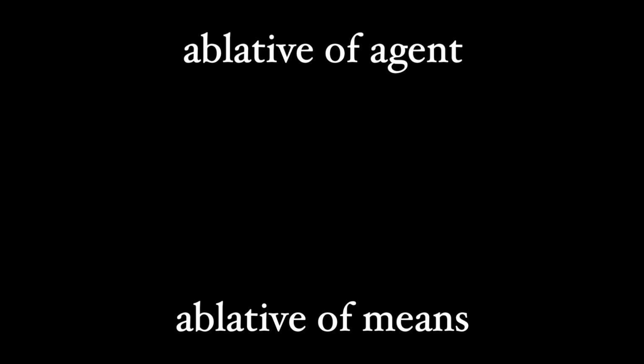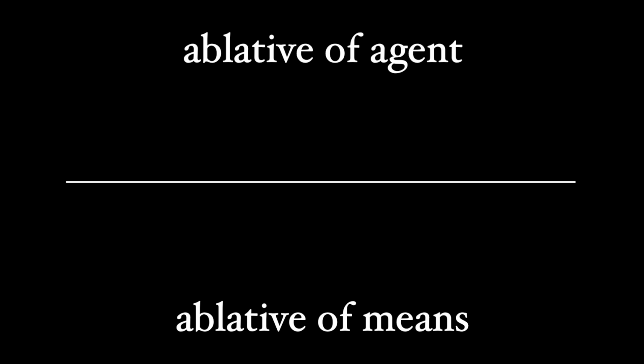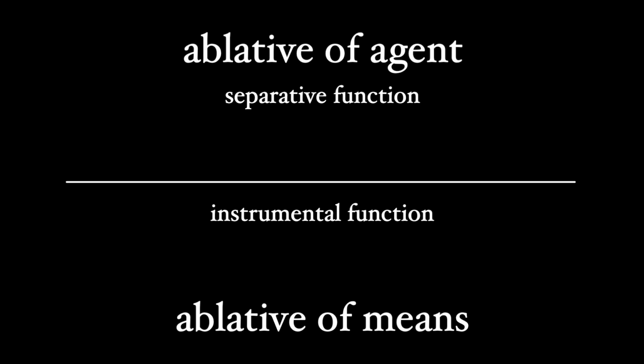One more big thing. With passive verbs, we often find, instead of an ablative of agent, an ablative of means or instrument, rule number 47. So our soldier, say he was wounded by a sword and not by the enemy. In this situation, we don't use a preposition, and we just put the word sword into the ablative case, gladio. And this use of the ablative is entirely different from our ablative of agent. While the ablative of agent comes from the separative ablative, the original function of the ablative case, the ablative of means comes from the instrumental function.